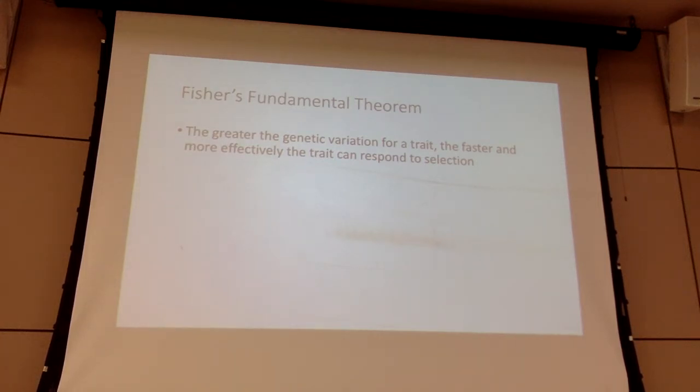All right, so Fisher's fundamental theorem says that the greater the genetic variation for a trait, and we should specify genetic variation exists on a population-wide level, yeah? You have your own genotype, but you don't have multiple genotypes for that particular gene. The greater the genetic variation in a population for a trait, the faster and more effectively the trait will respond to selection. So the faster and more effectively the trait will change in that population.